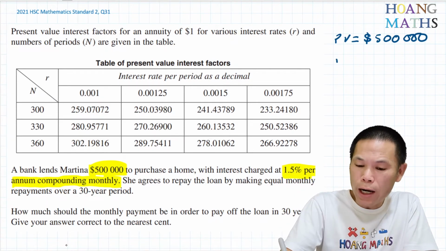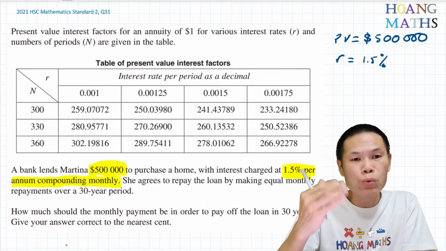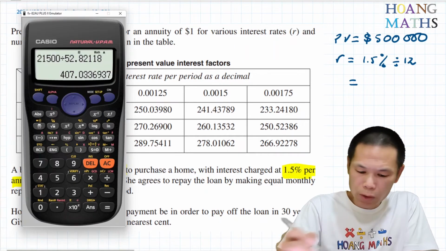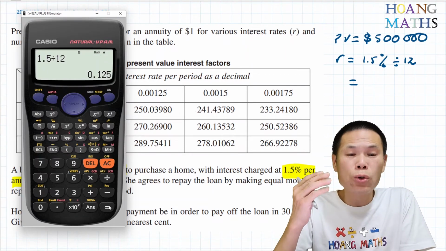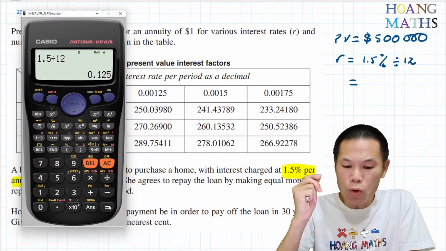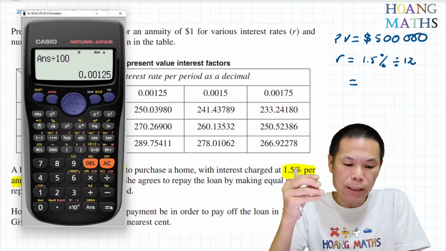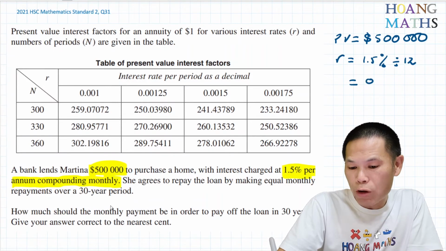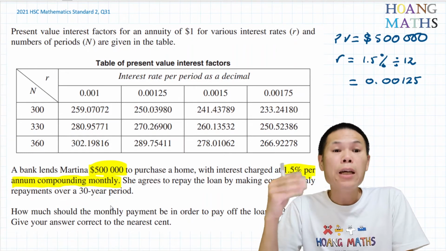So therefore, R is equal to 1.5% per year. We need to convert to per month because we know that there are 12 months in a year. So we divide this by 12. So I just go 1.5 divided by 12. So that is equal to 0.125%. But then I want to convert to decimal, so I divide by 100. So this is exactly the same as 0.00125. Okay, that is the interest rate.